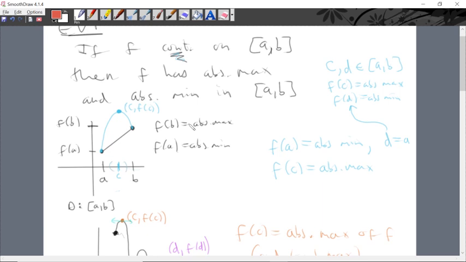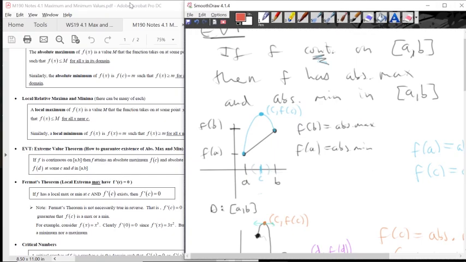Plug them back into the original function to find the associated y values. Critical numbers tell you where the y values of the function may have been maxima or minima. With the list you've now constructed of all the y values of interest, the highest of those y values must be the absolute maximum. The lowest of those y values must be the absolute minimum. That is the closed interval method.